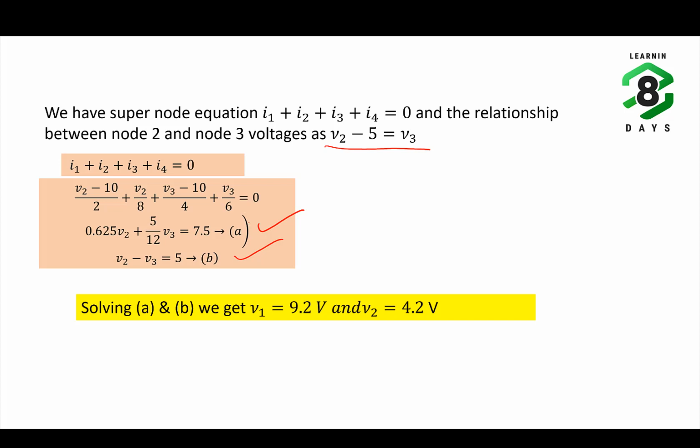If you solve these two equations, A and B, you are going to get V2 equal to 9.2 volts and V3 equal to 4.3 volts. And already we know V1 is equal to 10 volts. So you know all three principal node voltages, and the problem is solved.